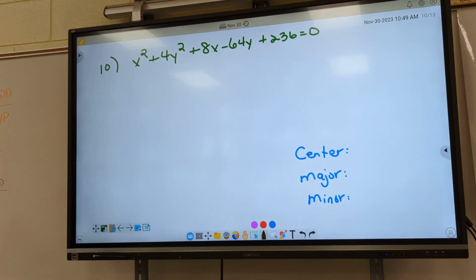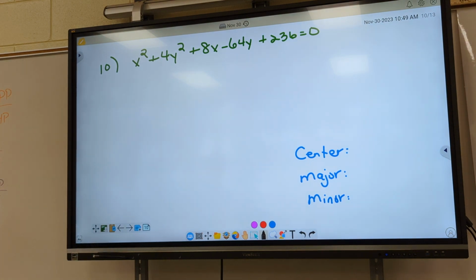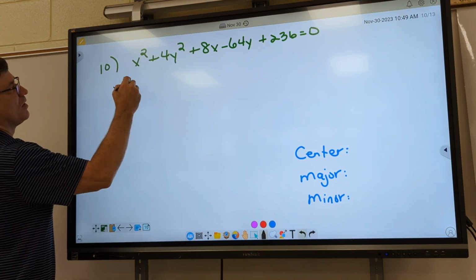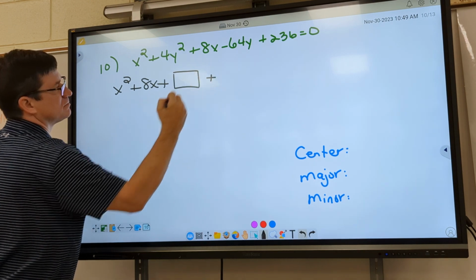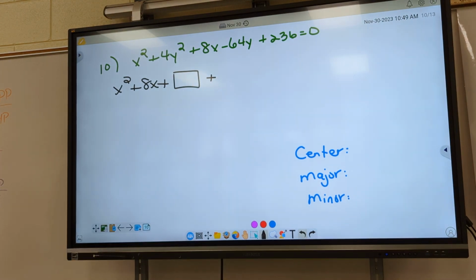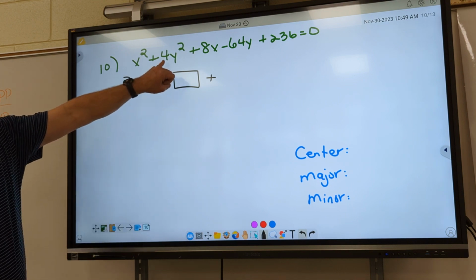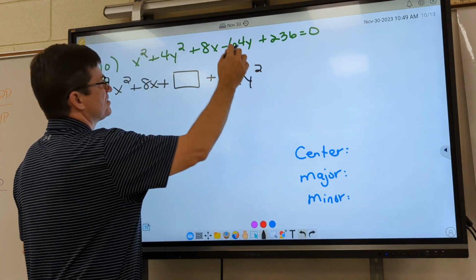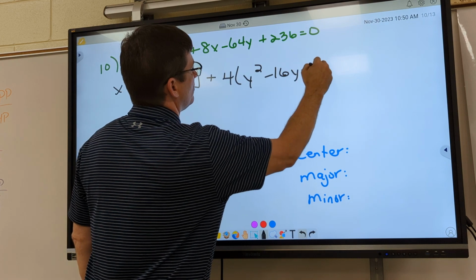All right, first step, remember, is make your groups. Am I going to have to divide the x's by anything? Let's check. Nope, I don't have a number in front, so I just do x squared plus 8x, then my box. All right, Samari, what am I going to have to divide the y's by? 4. So I got y squared, let's see, 64 divided by 4 is 16, then my box.